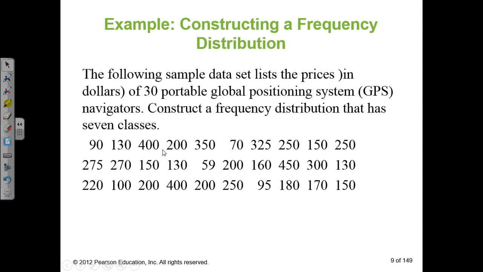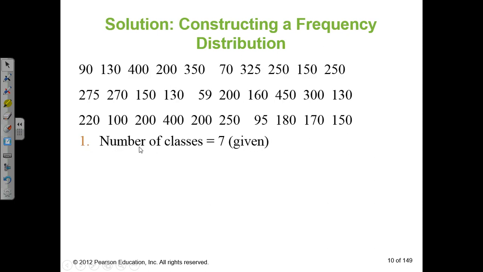Let's look at an example. Here we have a set of 30 numbers which consist of the prices of GPS navigation systems. And let's construct a frequency distribution that has 7 classes. The first thing we want to do is determine the number of classes, which was given, and it's going to be given to you in your tests and your homework also. So we have 7 classes.